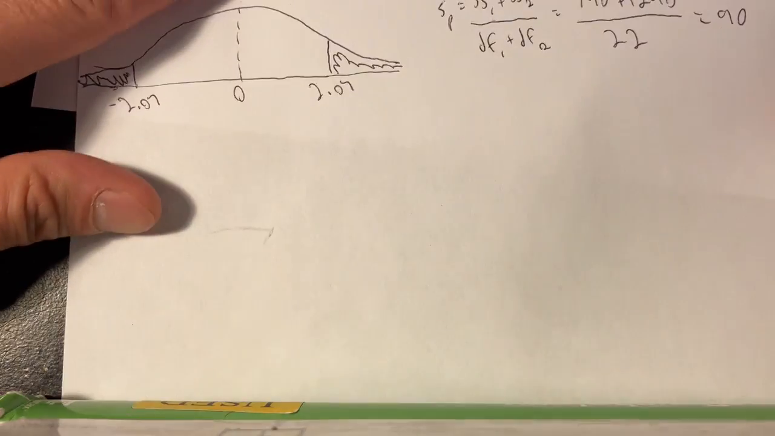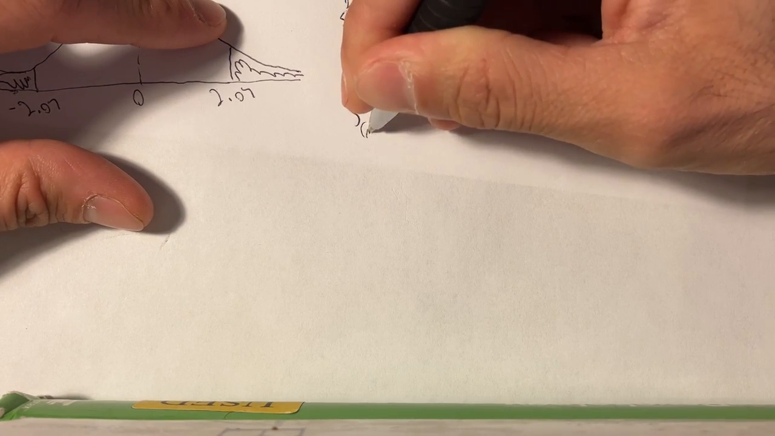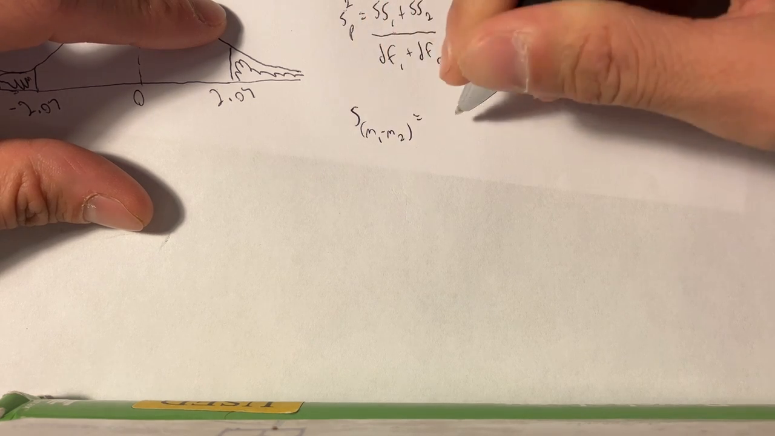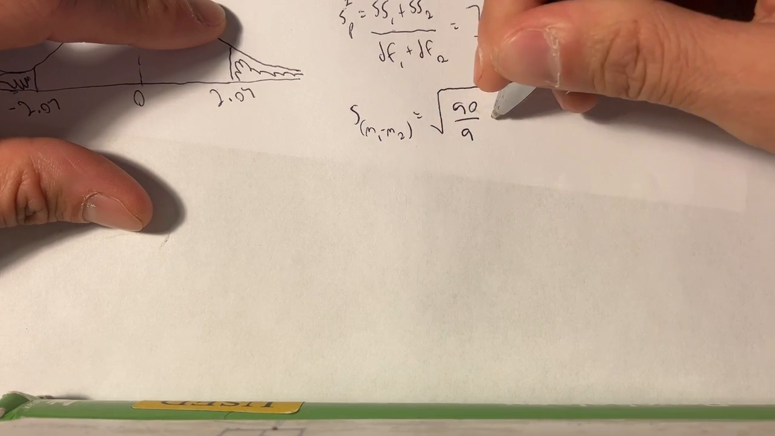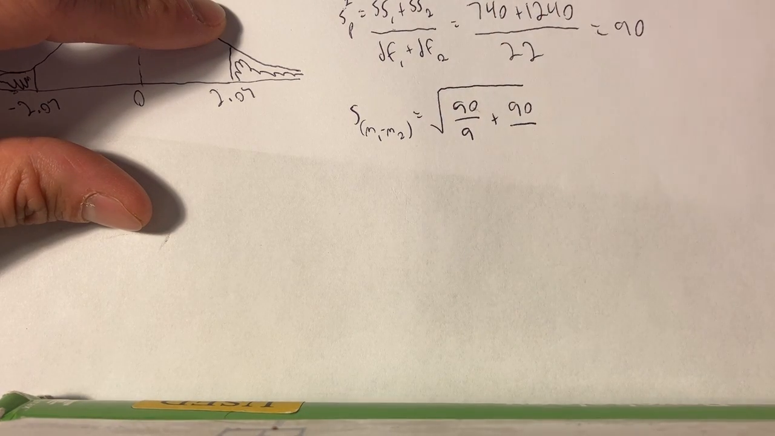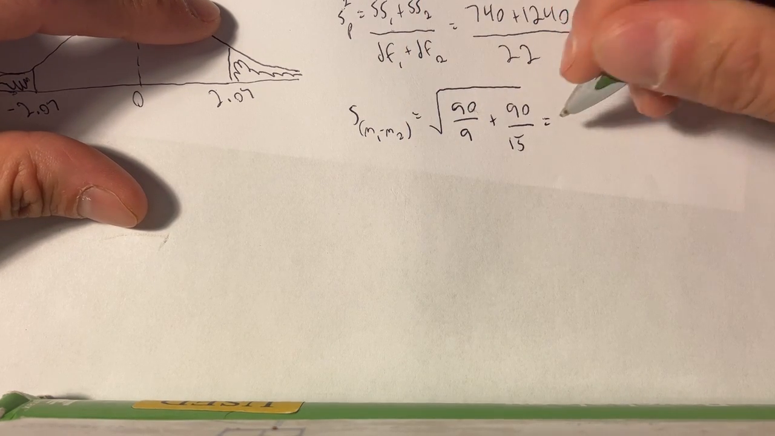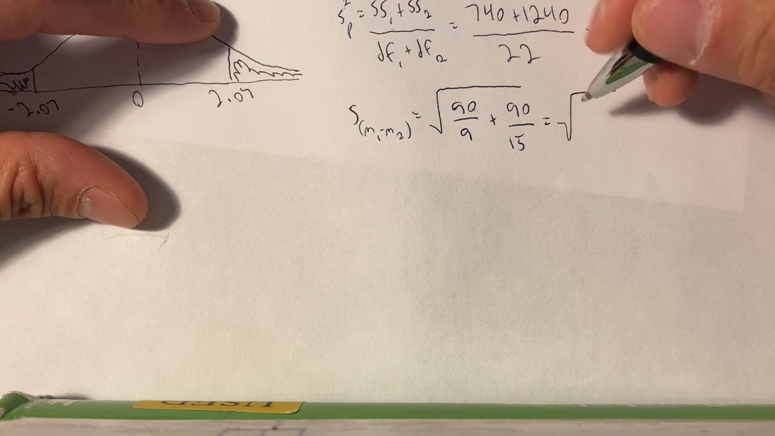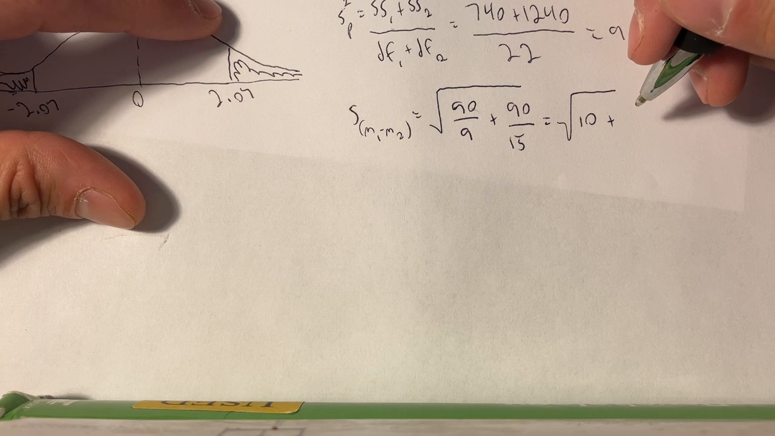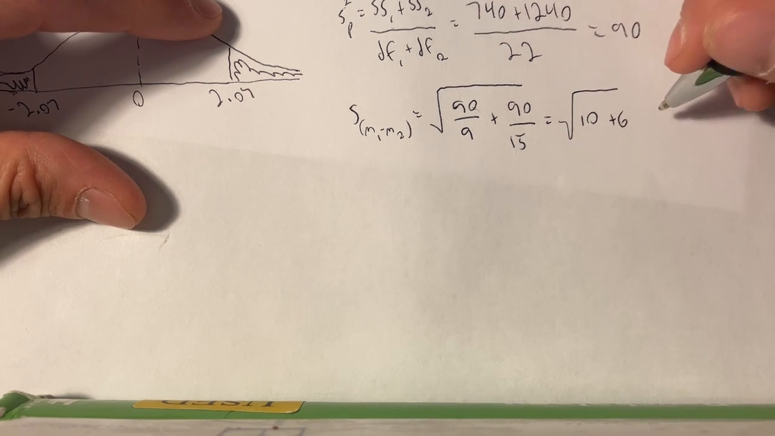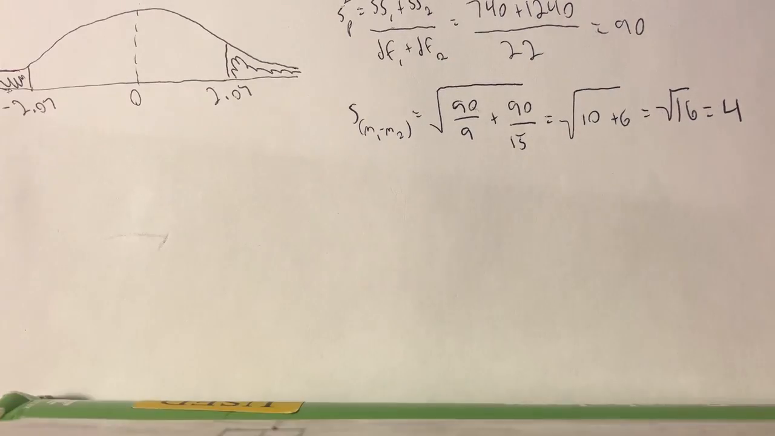So let's find a little space down here, and we're going to do the standard error of the difference of means. And that is the square root of 90 over the first sample size, which is 9, plus 90 over the second sample size, which is 15. So that gives us, let me do it on the side here, 90 divided by 9, that's 10. And 90 divided by 15, that's 6. So we actually have the square root of 16, which is 4. So our standard error is 4.